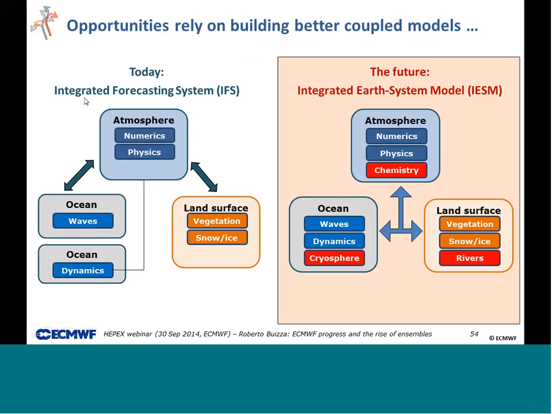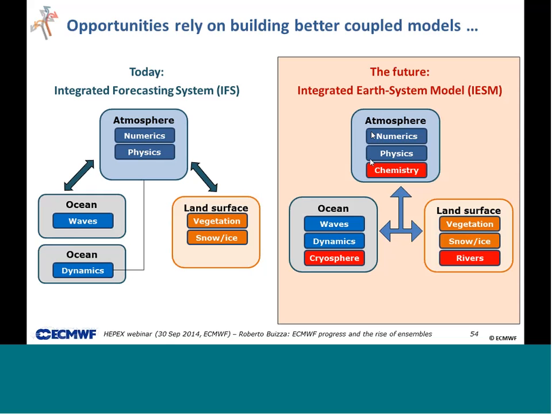We are in this situation today where, for example, if we look at the marine aspect, we have an ocean wave coupled to the atmosphere. There is a weak coupling with the ocean dynamics, and the ocean dynamics is also coupled to the atmosphere. There is no sea ice, for example. In the land surface, there is no closure of the water balance. In the atmosphere, we're still missing all the chemical aspect.